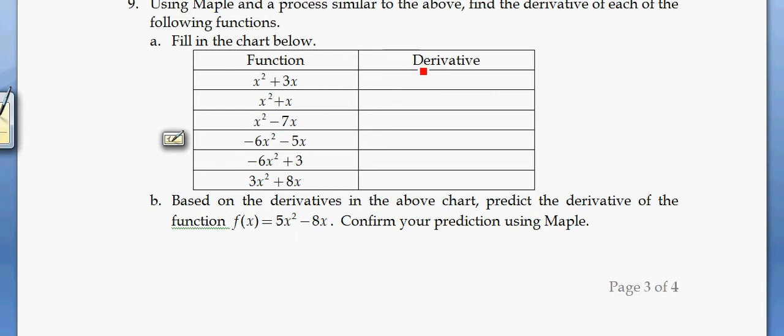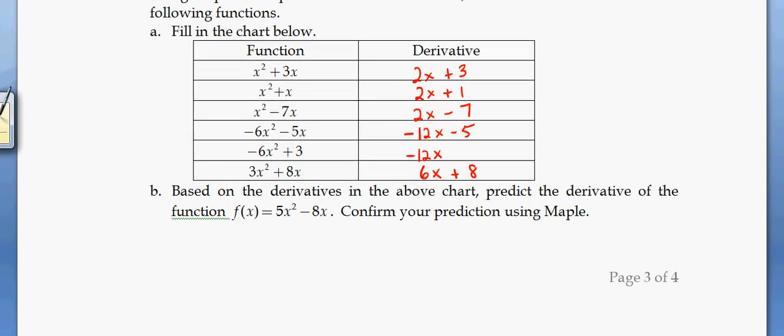Okay, so if this is your function, then the derivative you should find would be 2x plus 3. This one you would get 2x plus 1. This one you get 2x minus 7. This one you get negative 12x minus 5. Here we get negative 12x. And then here we get 6x plus 8. So I'm a little bit wondering if I meant to put an x here in my original problem, but whatever, it doesn't matter. Okay, so we're supposed to be noticing a connection here, right?